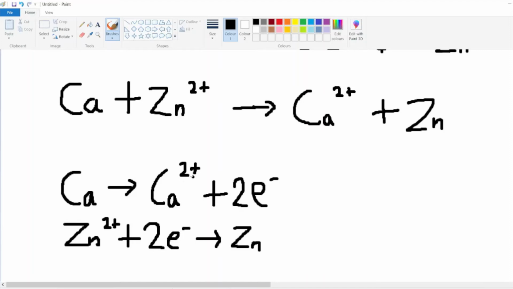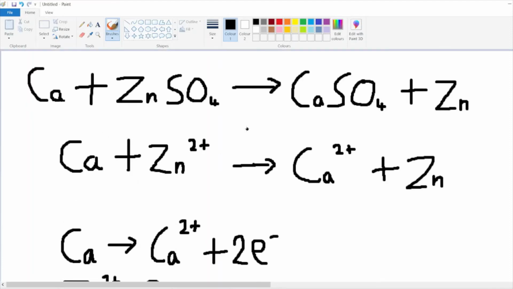Oil rig, remember that acronym. So it's lost 2 electrons as it's given them to the zinc ion, while zinc has been reduced because it's been kicked out in the displacement reaction. So again, it's gained 2 electrons. And what this means is displacement reactions are redox reactions because we have both reduction and oxidation going on.